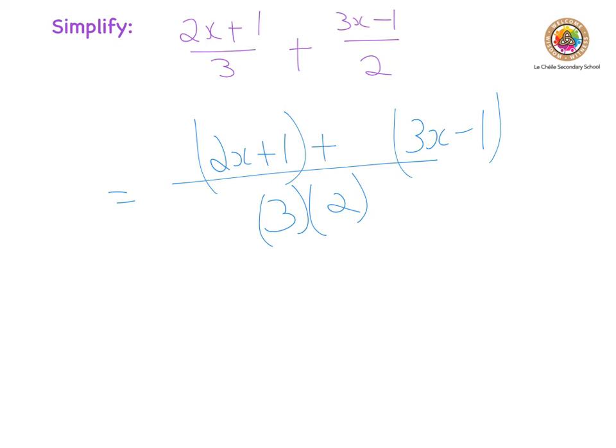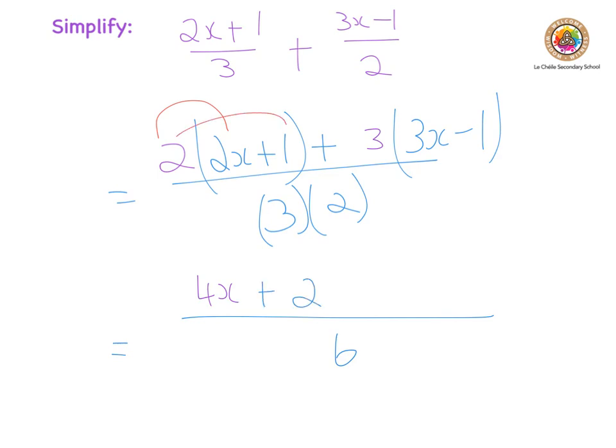Now, as we know, 2x plus 1 was over 3, so if I cover 3, all I'm left with is my 2. So that's what goes outside the first bracket. Again, 3x minus 1 was over 2, so I'm going to cover that, and it means I'm left with 3 outside my second bracket. And so then I'm just going to multiply those in to tidy it up. So here I'm going to have, on the bottom, well, 3 by 2 I know is 6, and here 2 gets multiplied by 2x, which is 4x. 2 also gets multiplied by plus 1, which makes 2 by 1 is 2, so it's a plus.